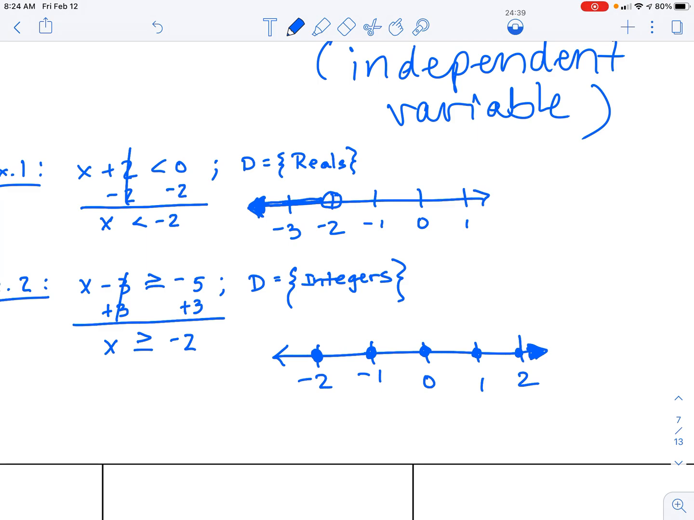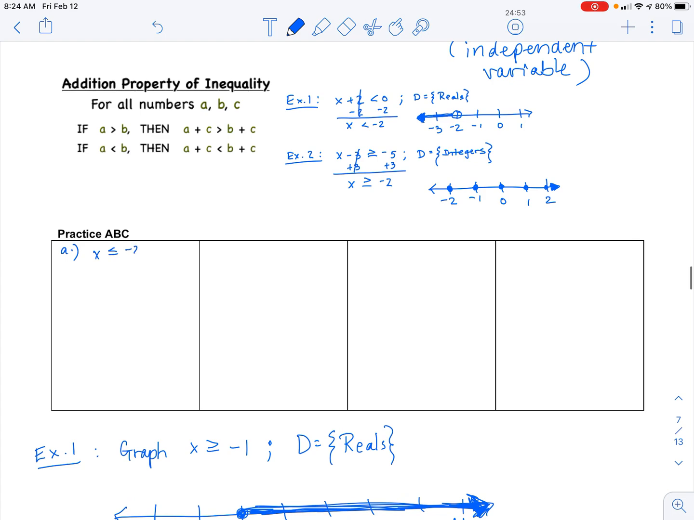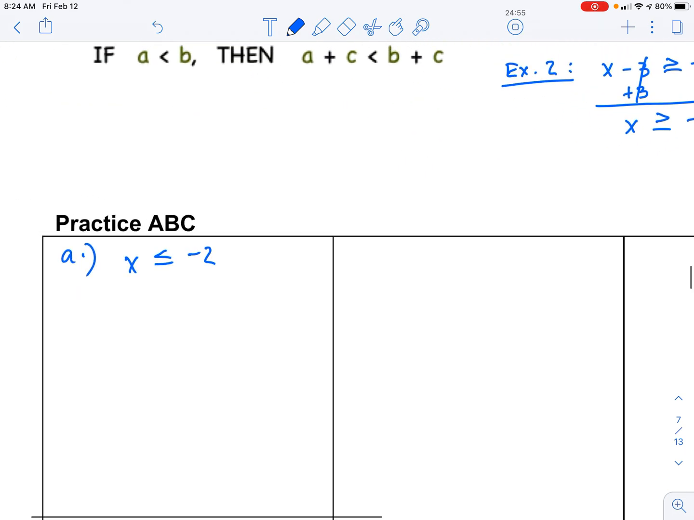Okay, and that sums up the lesson. Let's go ahead and look at your practice set here. Letter A in your book says that we are going to graph on a number line that x is less than or equal to negative 2, and the domain is restricted to the set of all positive integers.